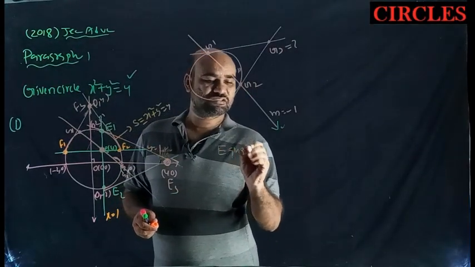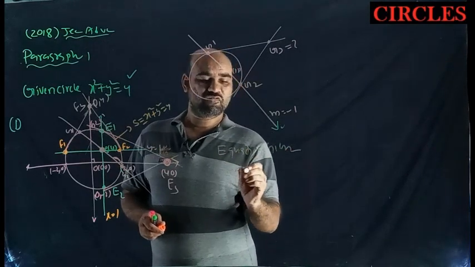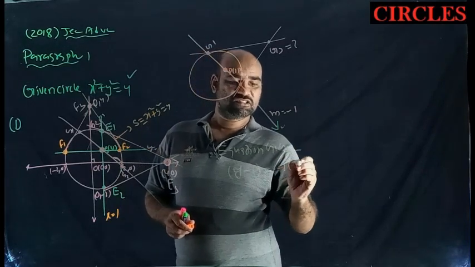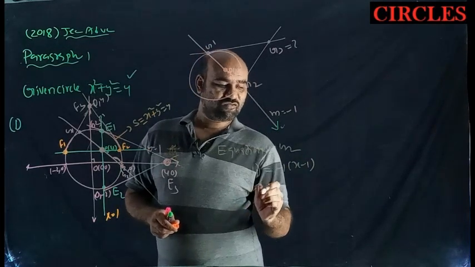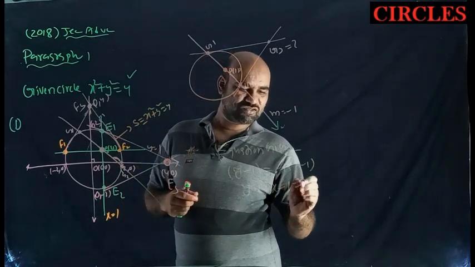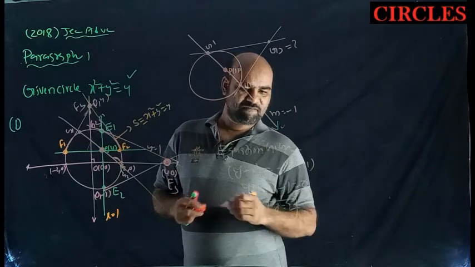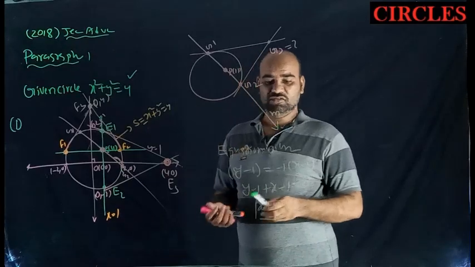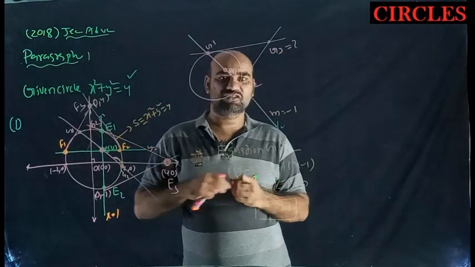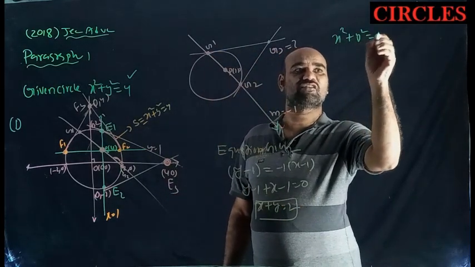The equation of G1G2: y - 1 = -1(x - 1), that is, y - 1 + x - 1 = 0, or x + y = 2. This is the equation of the line, but actually you need to find G1 and G2. So you need to solve the circle and that line: x² + y² = 4.